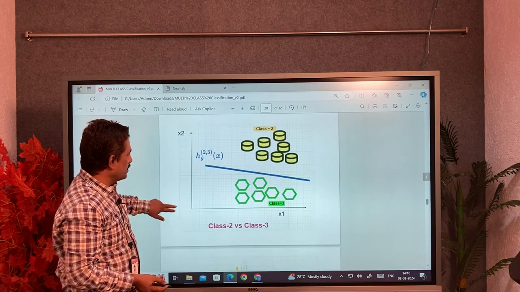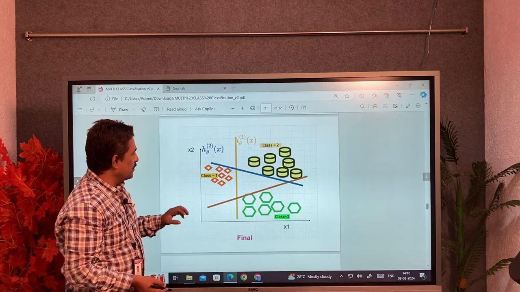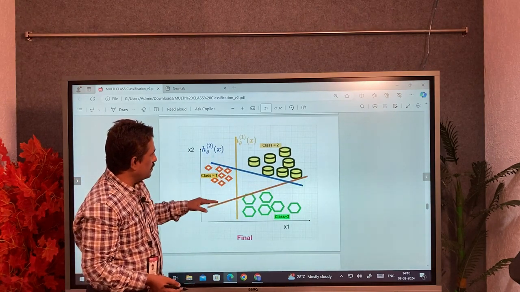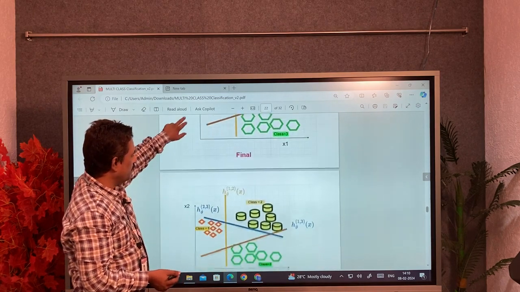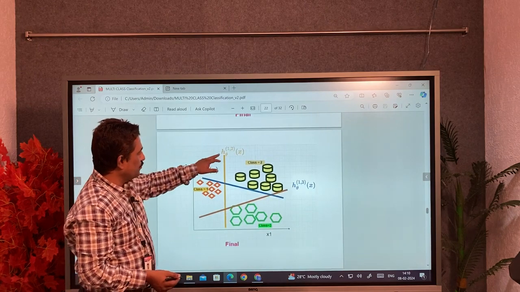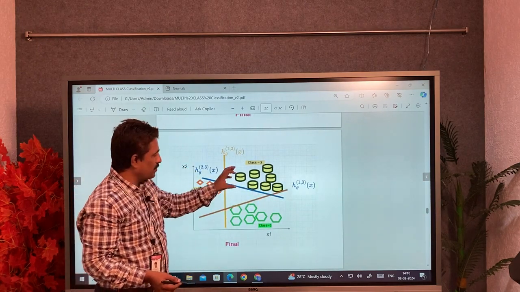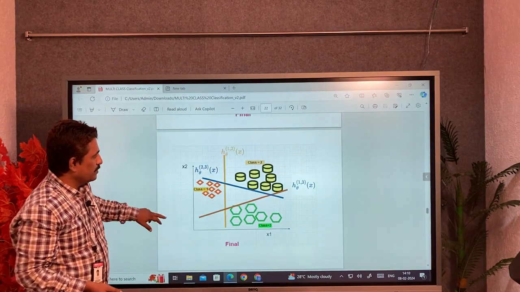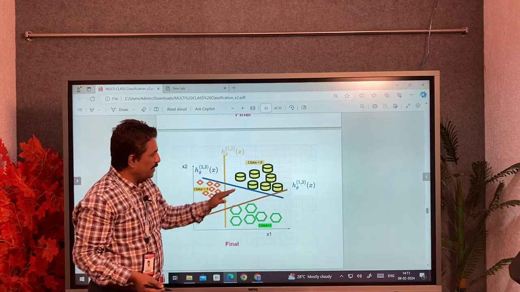So after learning all these, you can combine them, which looks like this, and which separates the classes, okay. You can see H12, it should not be H1, it should be like this. So H12, H13 and H23 comfortably separate class 1, class 2, class 3. So we have completed the training part, okay. With the training data set we learn H12, H23 and H13.